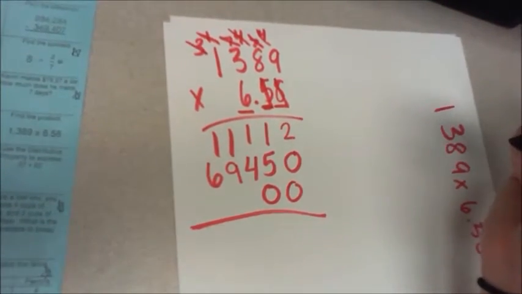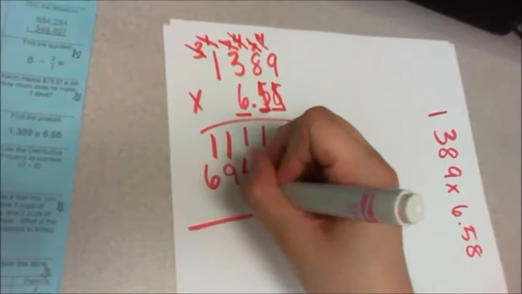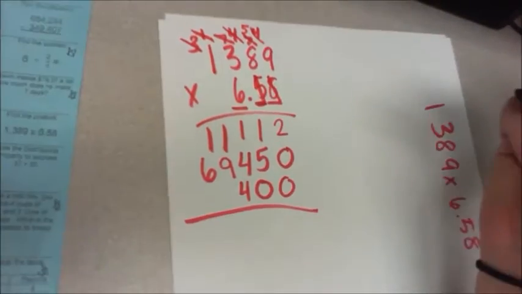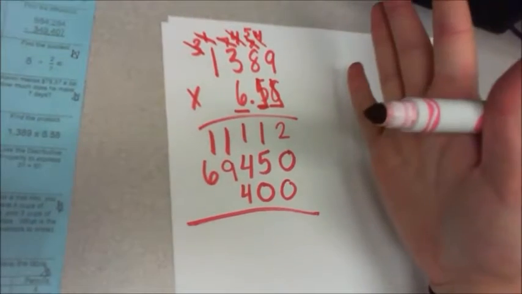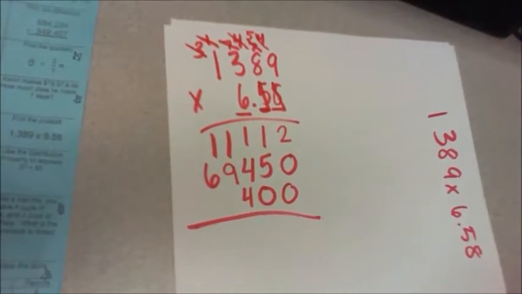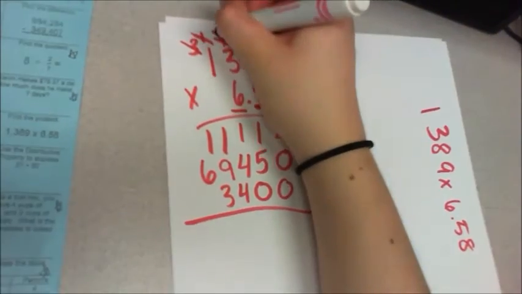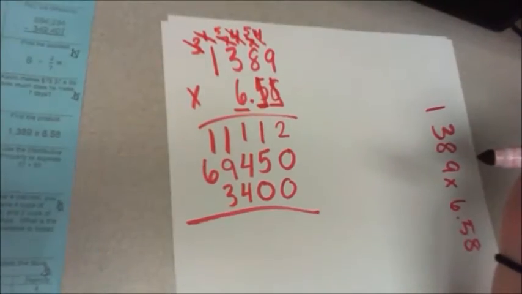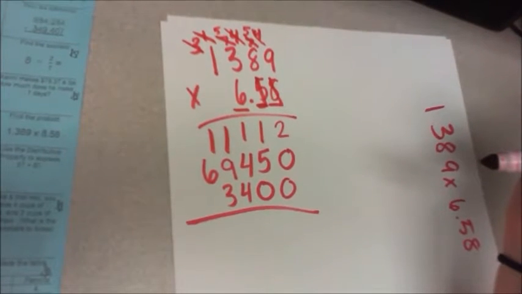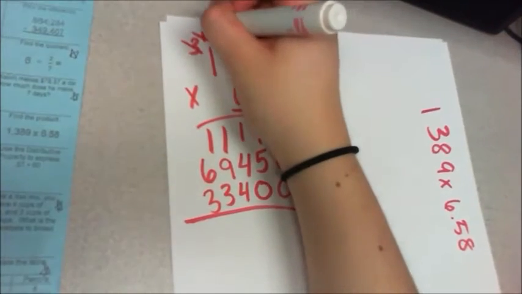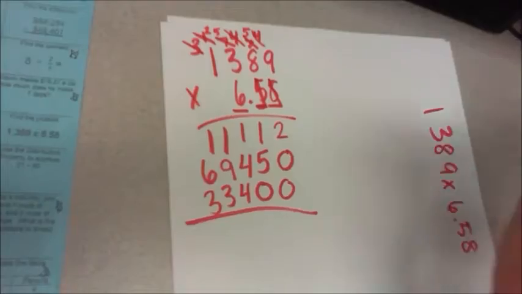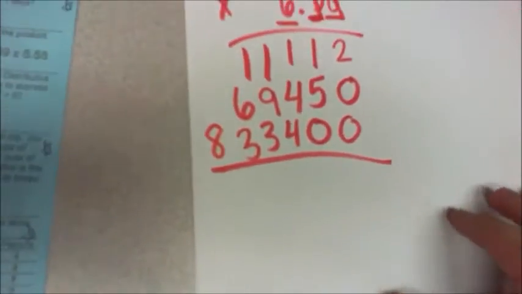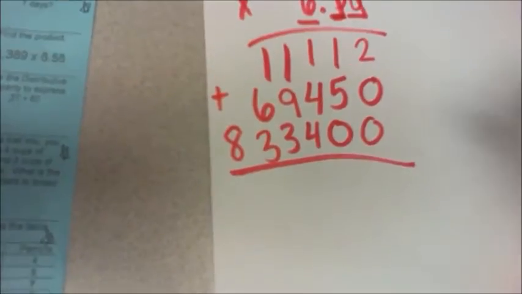6 times 9 is 54, carry my 5. 6 times 8 is 48, plus 5 more is 53, carry my 5. 6 times 3 is 18, plus 5 is 23, carry my 2. 6 times 1 is 6, plus 2 is 8. Now I can move to my addition step and add all these up.